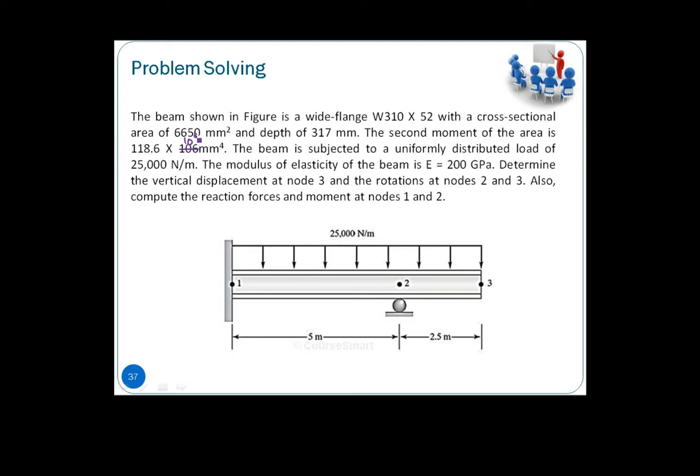We are asked to find the vertical displacement at node 3, this point, and the rotation at node 2 and node 3. And also compute the reaction force and the moments at node 1 and node 2 in this case. So what we can do here is try to use 2 elements. So we have 2 elements here, 3 nodes, and at each node we have two degrees of freedom. So in total we have 6 degrees of freedom.